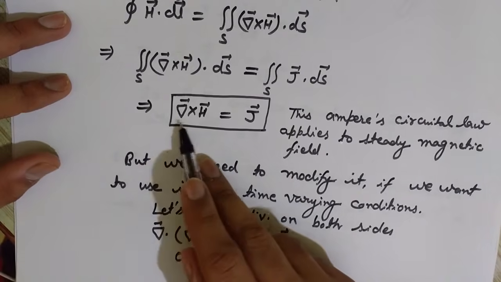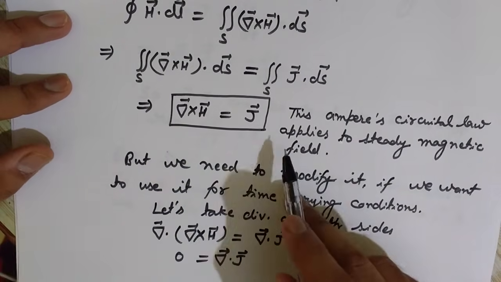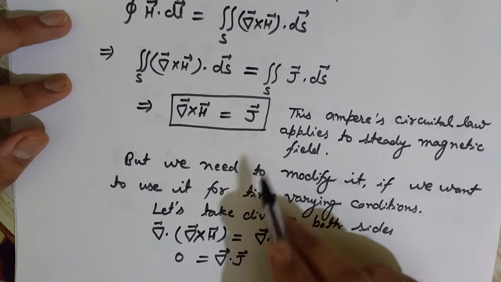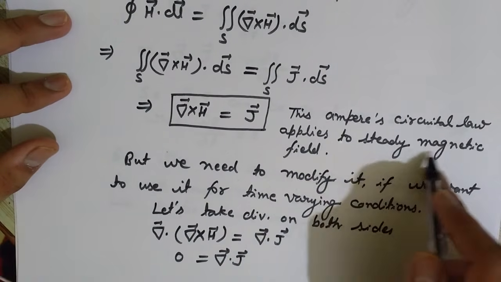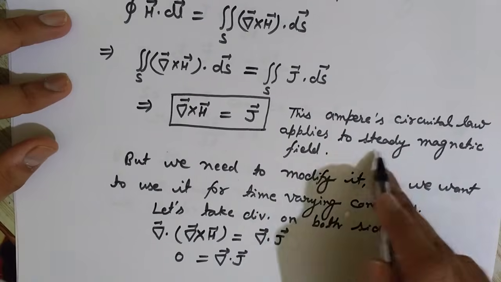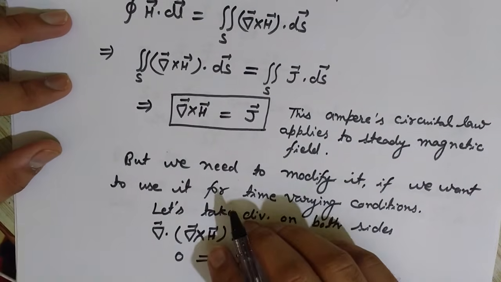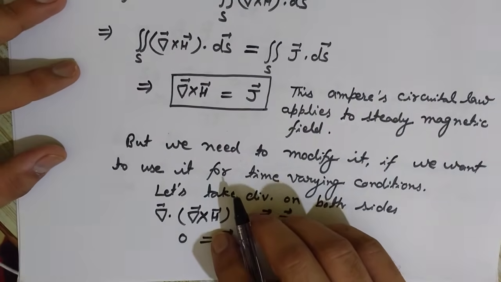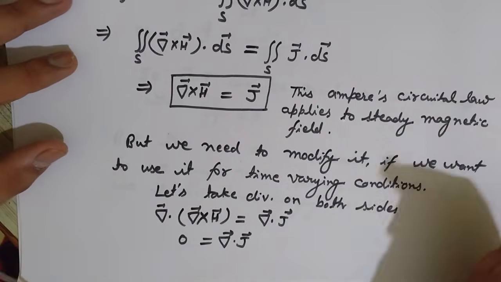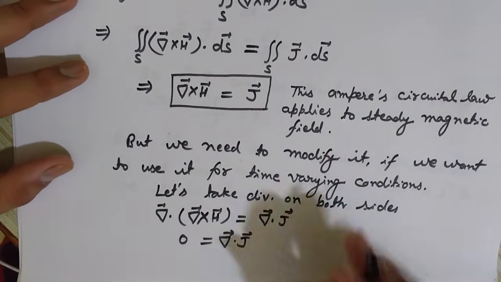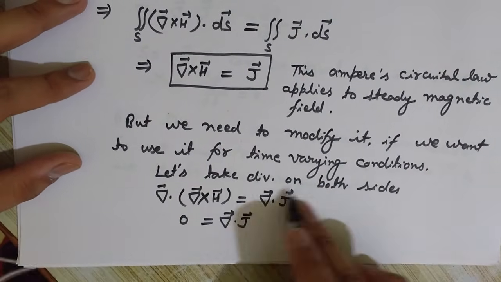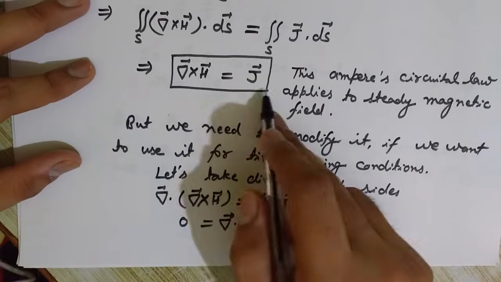This equation, curl of H equals J, is valid only for the steady magnetic field. This is the Ampere circuital law, which applies to the steady magnetic field, that is, not a varying magnetic field. But I need to modify it if I want to use it for time varying conditions. So let's see what happens if I take the divergence on both sides of this equation.